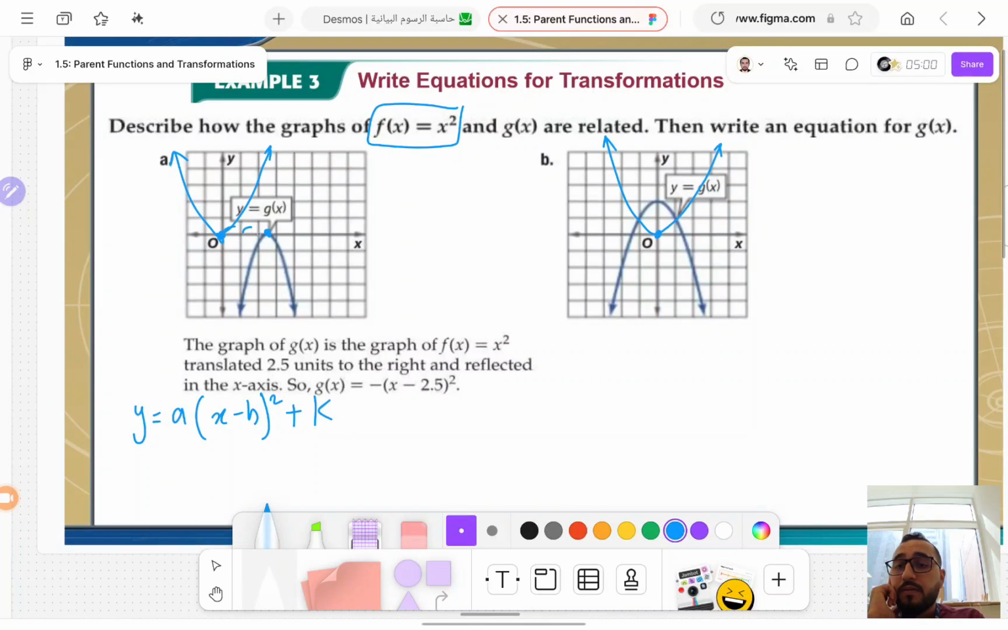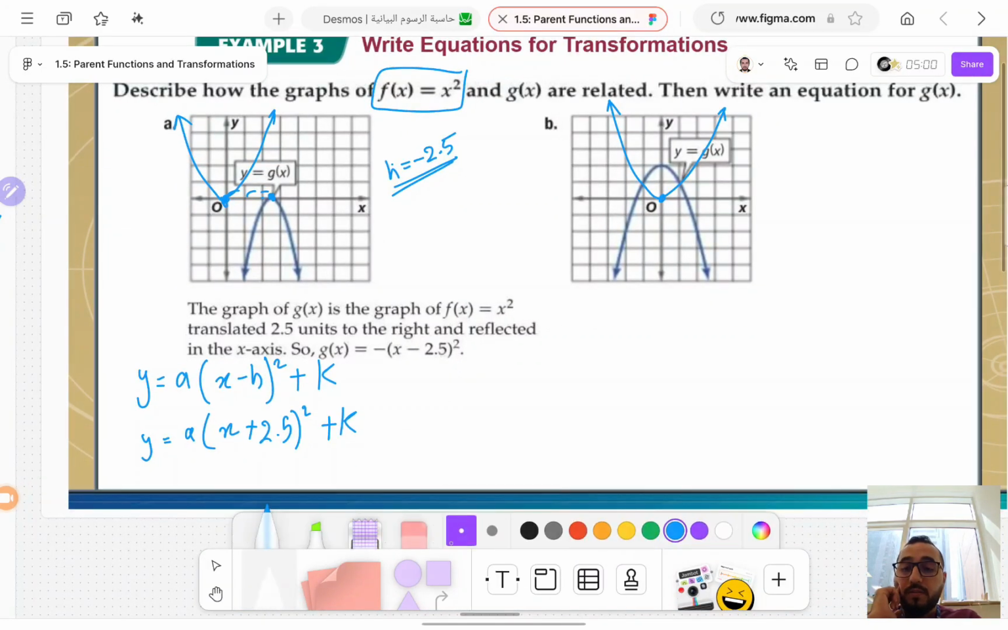Now count the steps. It's from here 1, 2 and a half, 2 and a half to the right. Do I have any translation on the y-axis? No. So only to the right 2 and a half, and so h should be negative 2.5. Why? Because h always has the opposite sign. So the first part of the equation is y equals (x minus 2.5). Sorry, not plus, minus, because it's opposite.